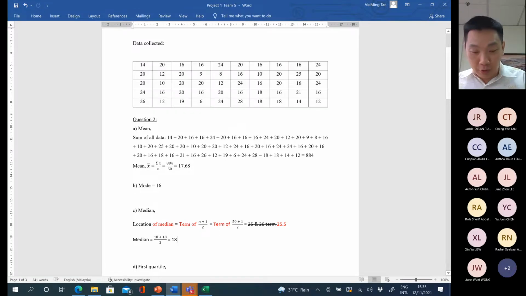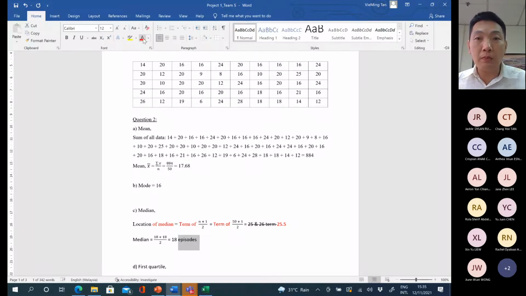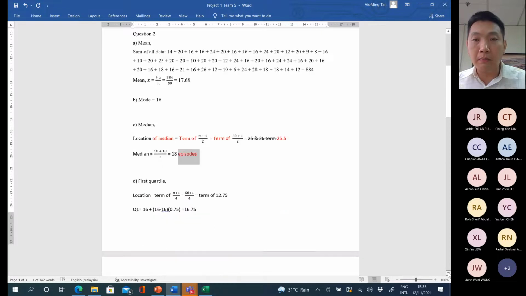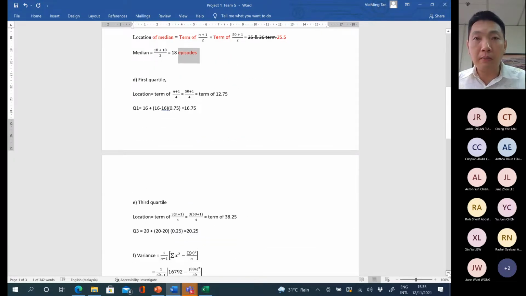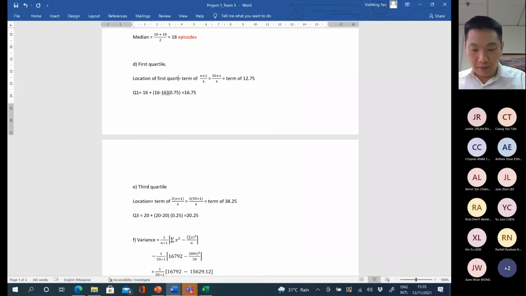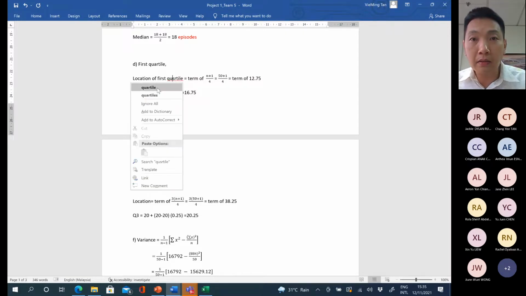And for the answers, you should leave the units for this case. If you manage to do this, you get 2 marks maximum, 2 marks for the median. The first quartile is also the same. You can put location of first quartile. I use red color, which means these are the things that I add.